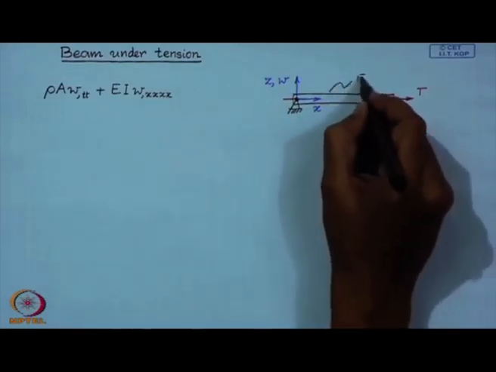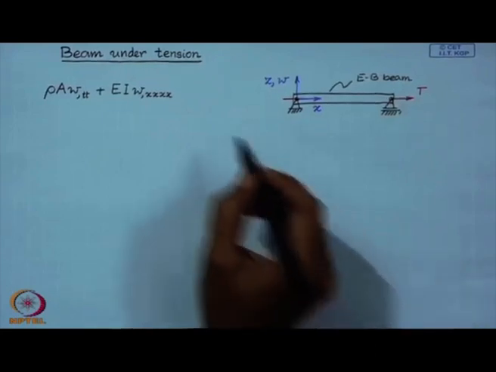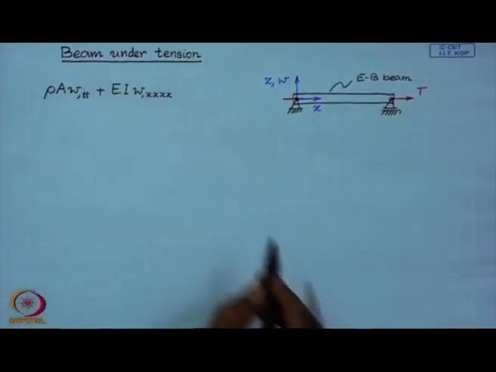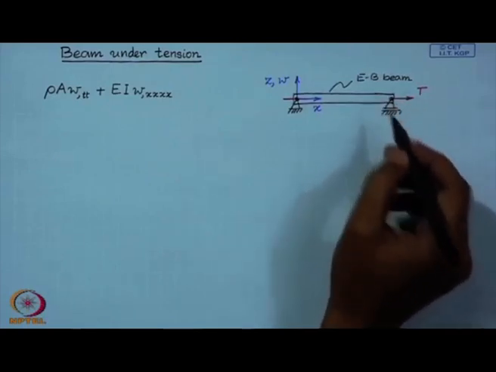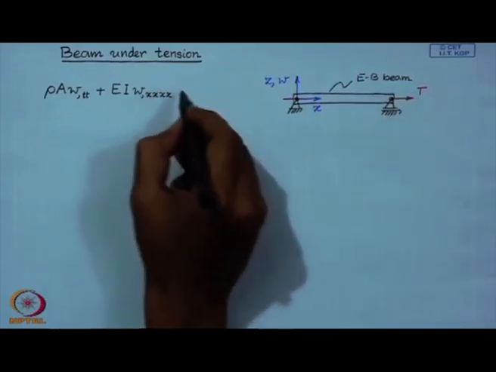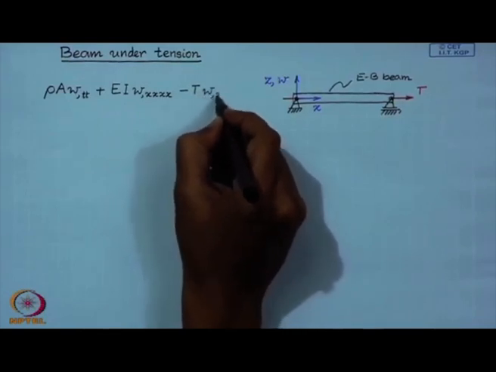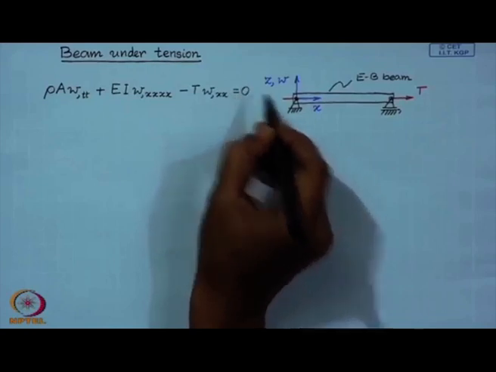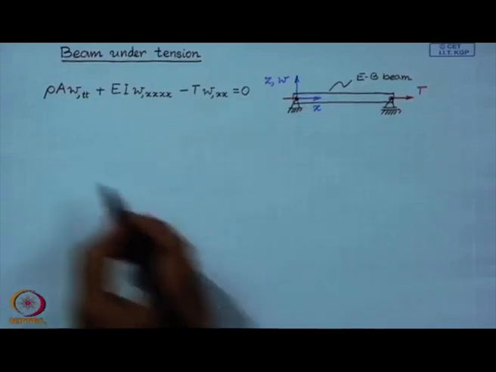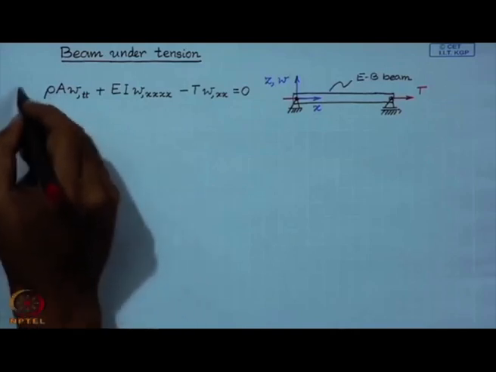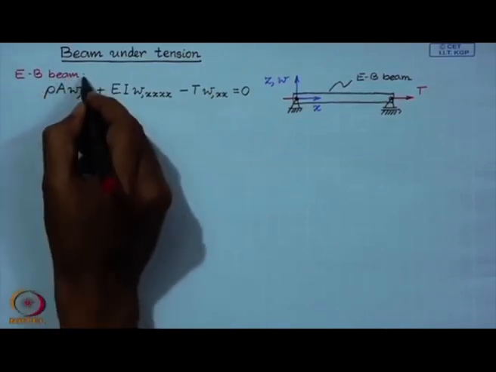So, this is an Euler-Bernoulli beam. So, these two terms are from the beam equation. Now, when you have this tensile loading, then additionally you have another term. So, this is the equation of motion for an Euler-Bernoulli beam.